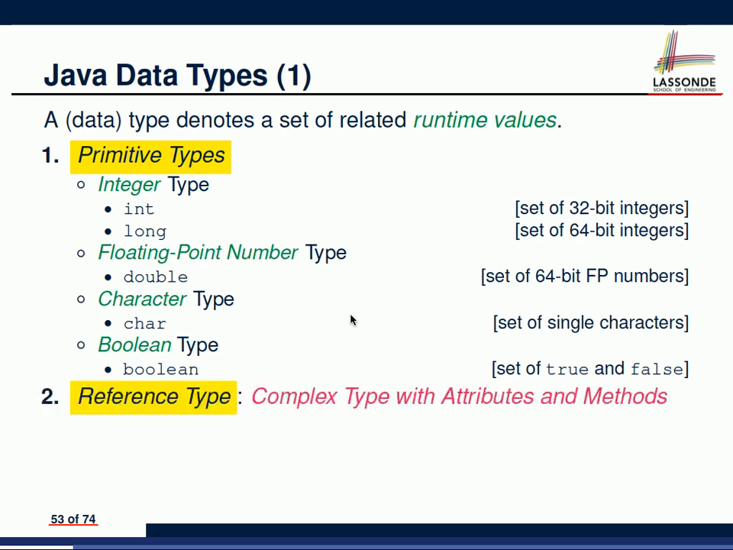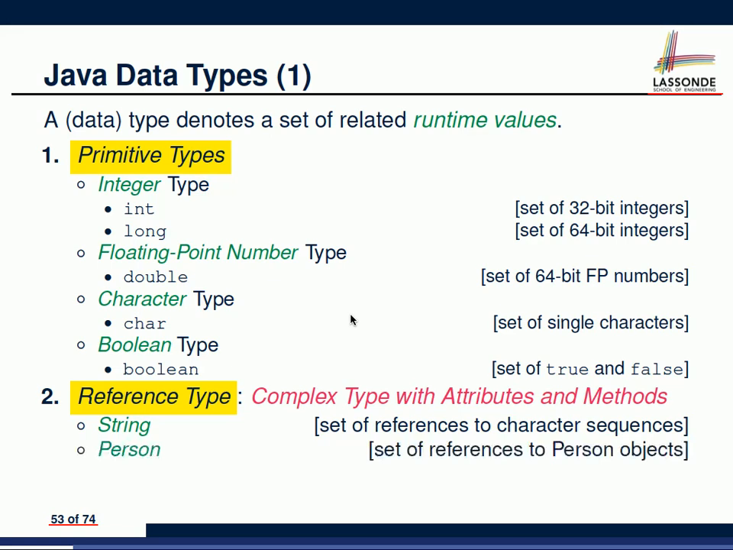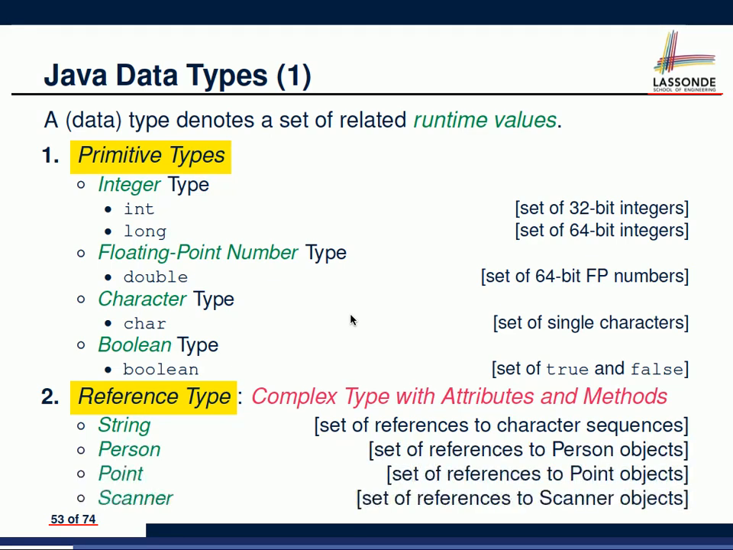And then you have reference types, which are more complicated, because with a reference type you can store the address of some memory location. For each object in memory, you may have as many attributes as you like. So they are not simple; they are more complicated. String is one of them. Basically, any class you define on your own is going to be a reference type: Person, Point, Heap, BinaryTree, Blackboard, whatever, any Person, Point, Scanner, etc. That's about data types.